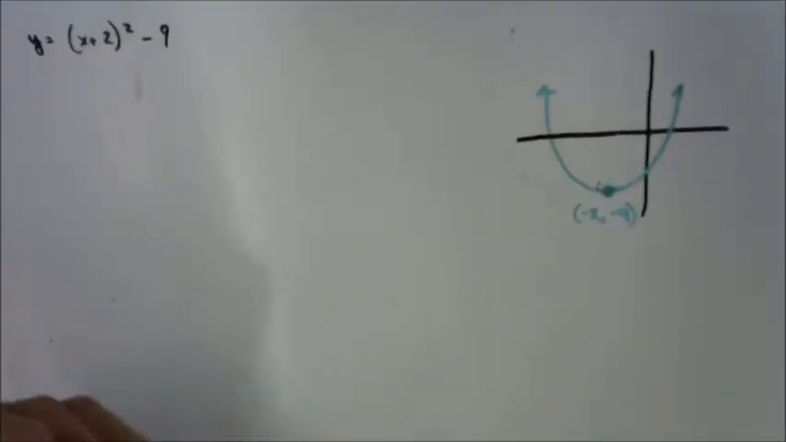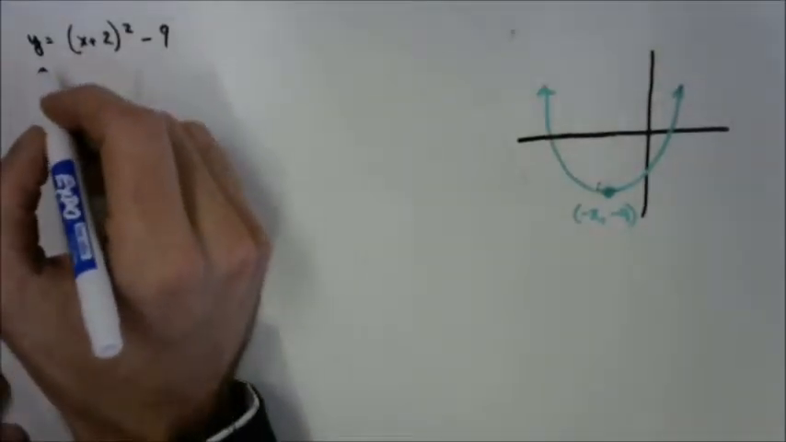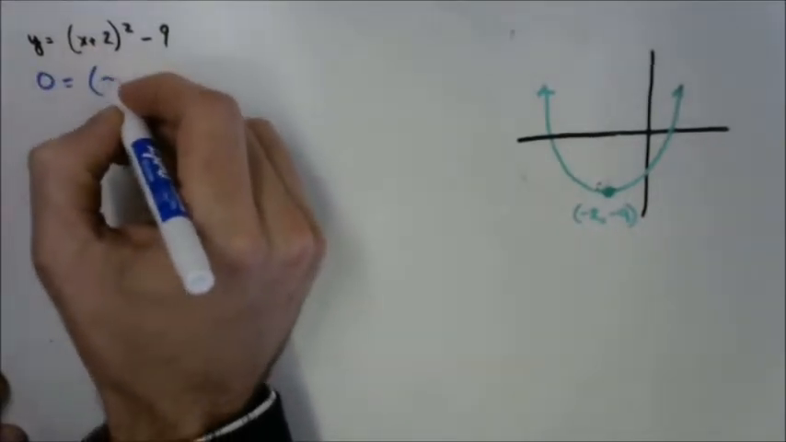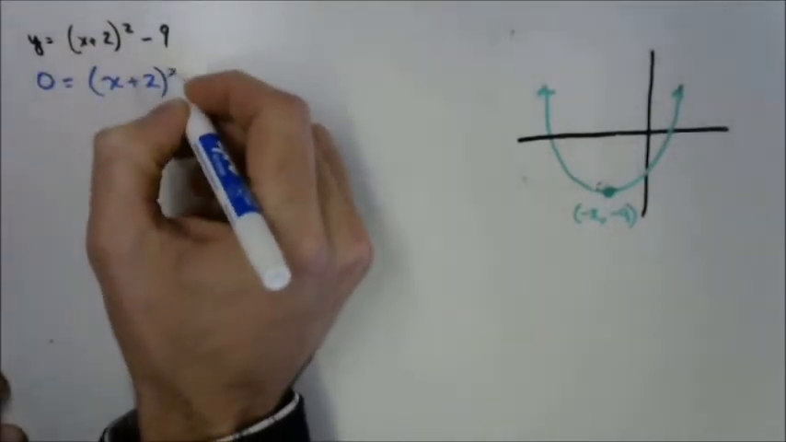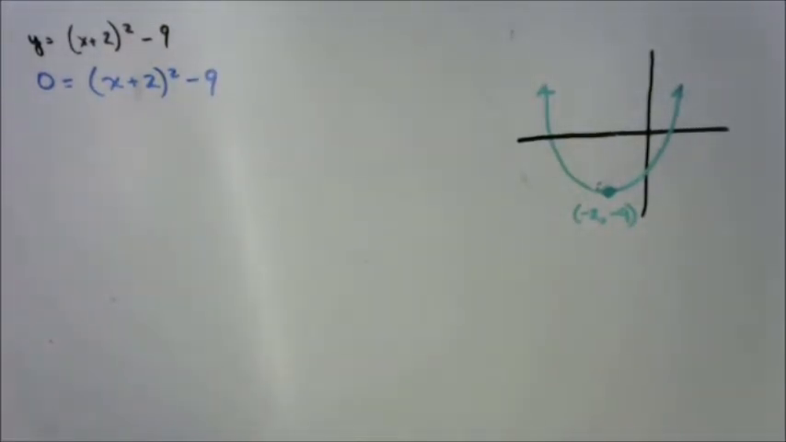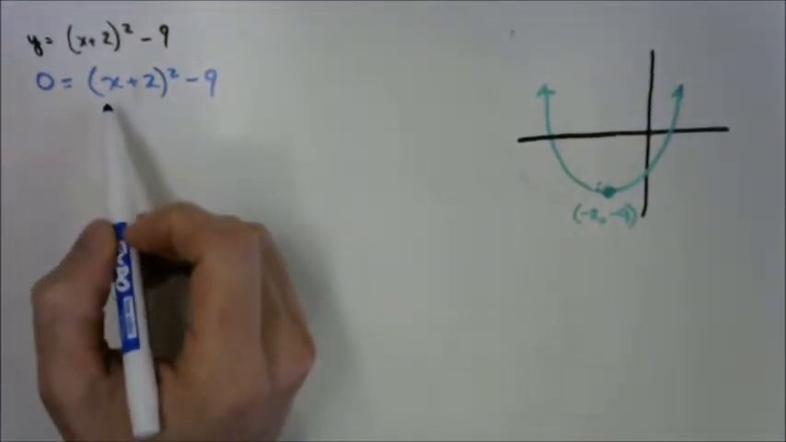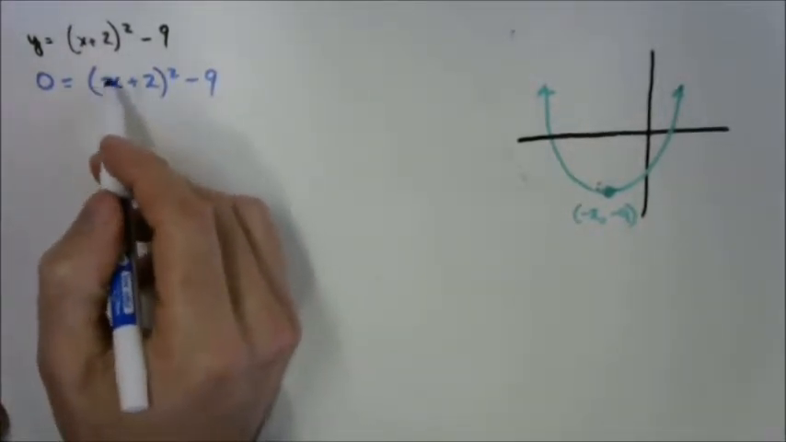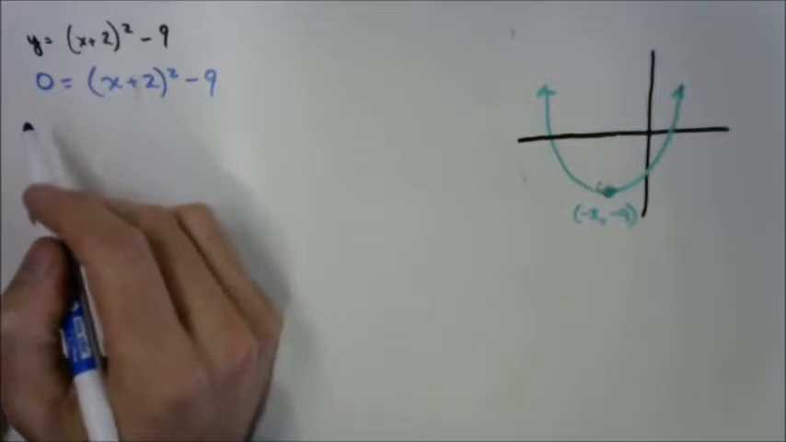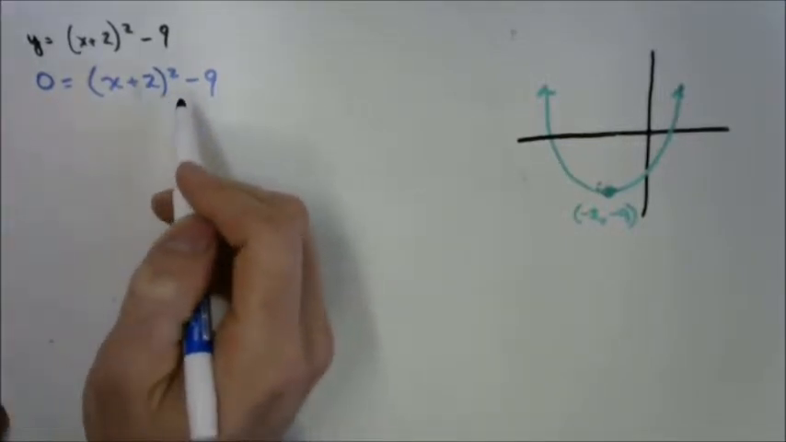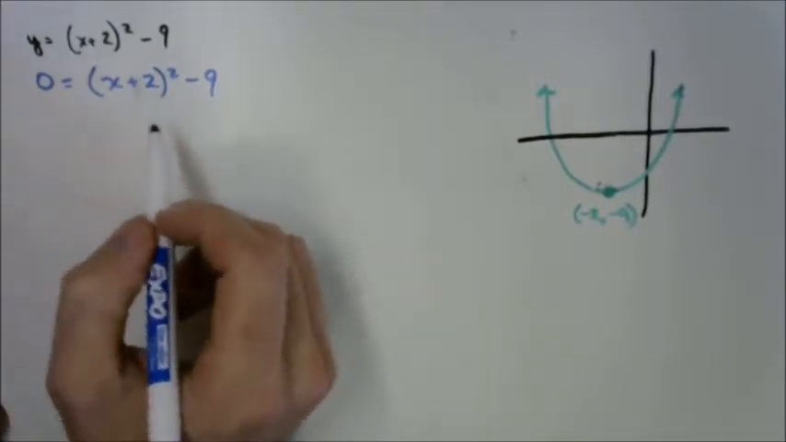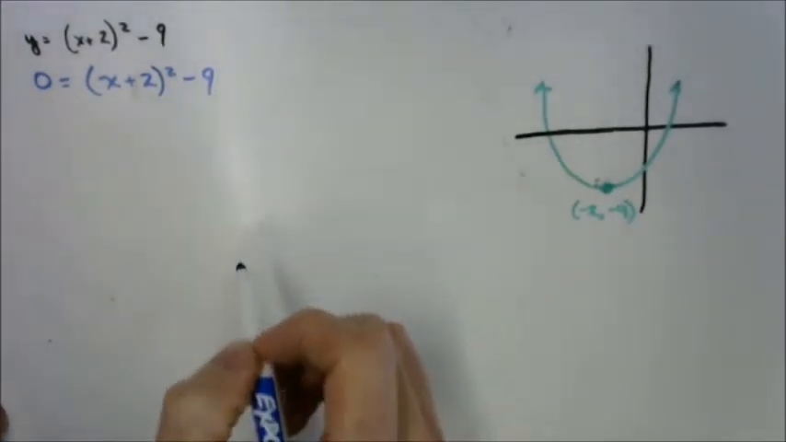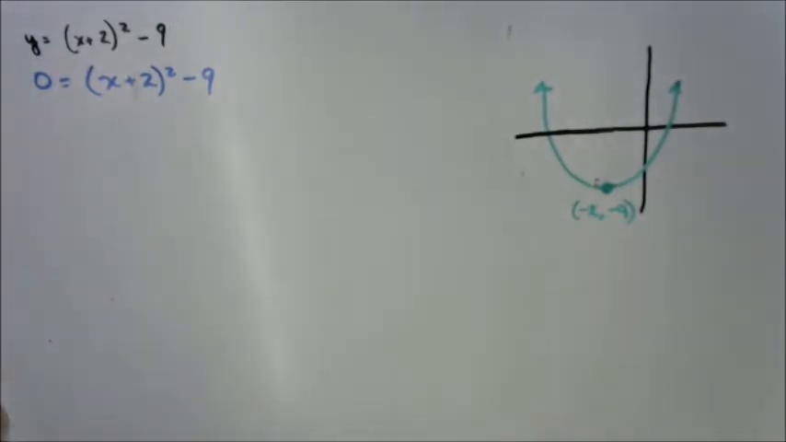We know that the first step in solving for x is to set y equal to 0. So I'm going to go ahead and do that. 0 equals (x plus 2) squared minus 9. Now when we're solving for x, what we're really doing is peeling things away from x until we get x all by itself on one side and some numbers all by themselves on the other side. So I'm going to start peeling things away from x, using BEDMAS in reverse as I'm undoing some operations.